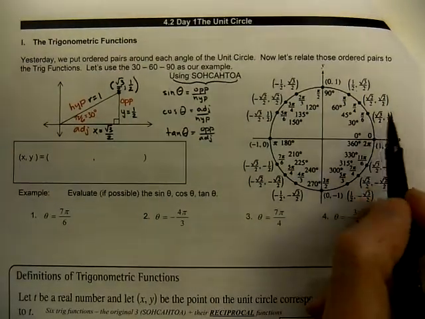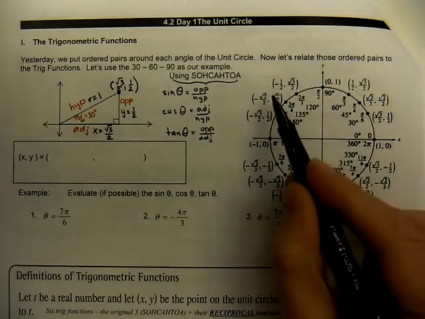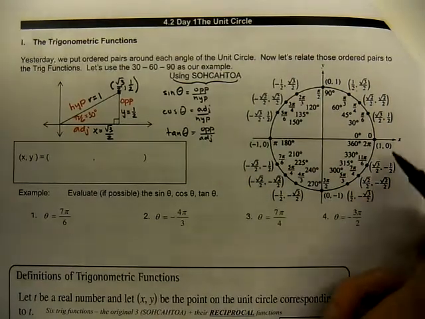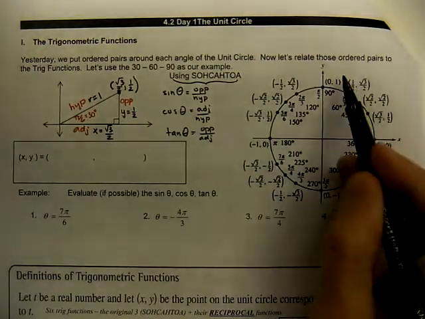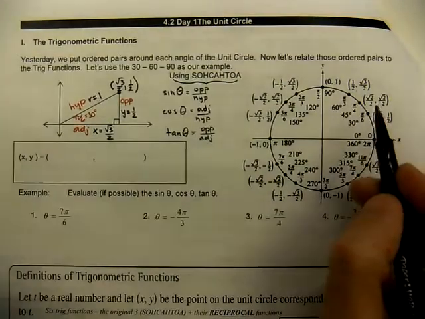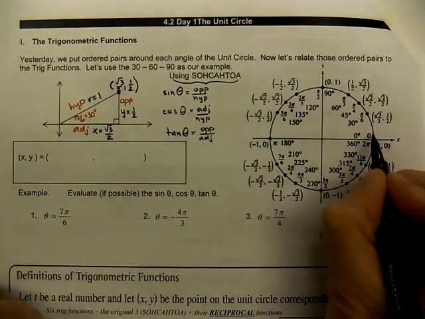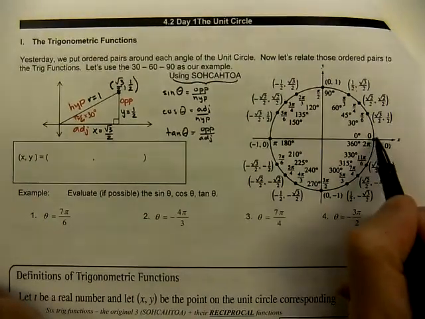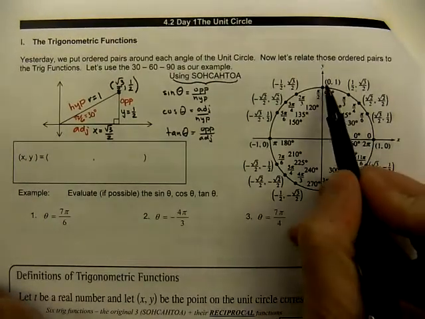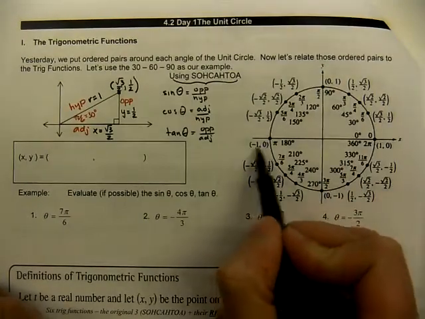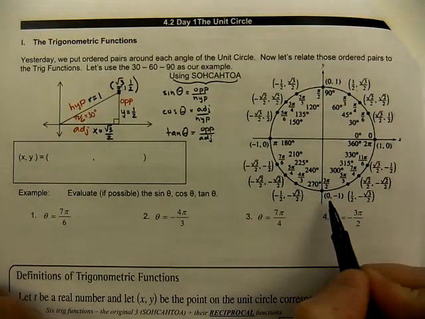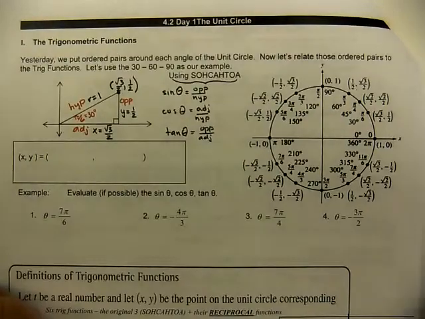So notice these are the coordinate points that we had identified yesterday as coming from those special right triangles. Also, this is a radius of 1. That's what the unit circle is. And that means that this point on the far right-hand side is 1, 0. At the top, 0, 1. On the left, -1, 0. And at the bottom, 0, -1. That's because the radius is 1.